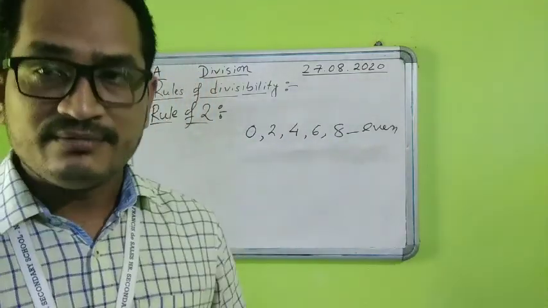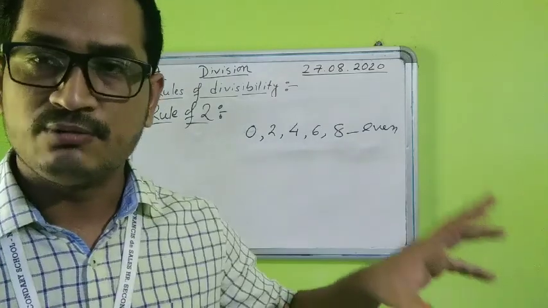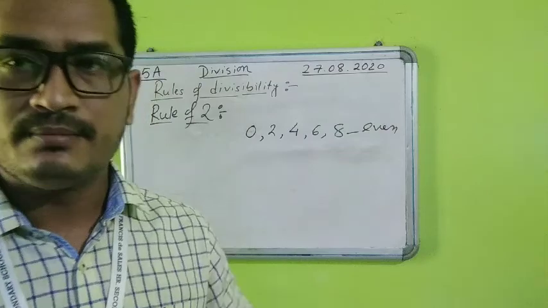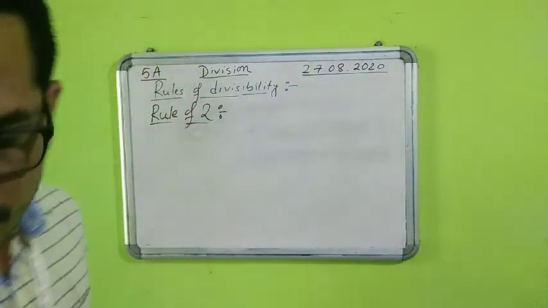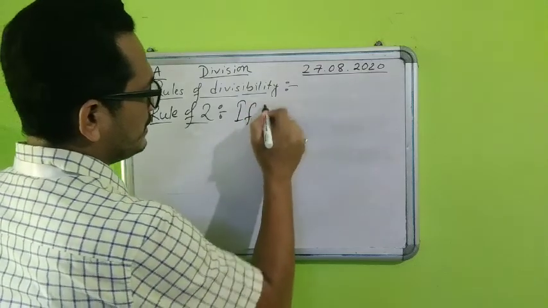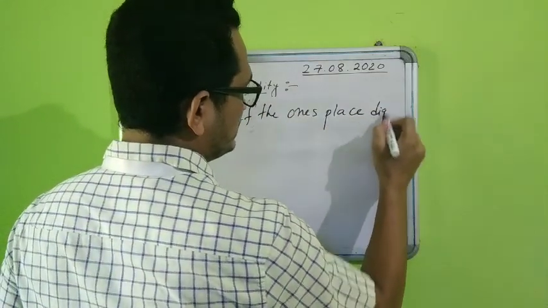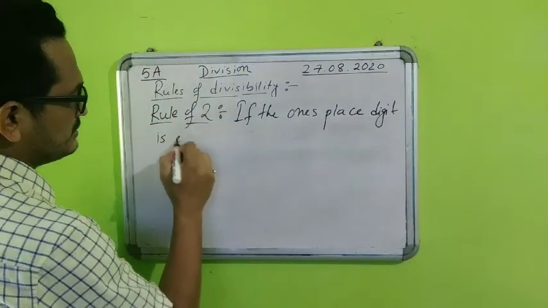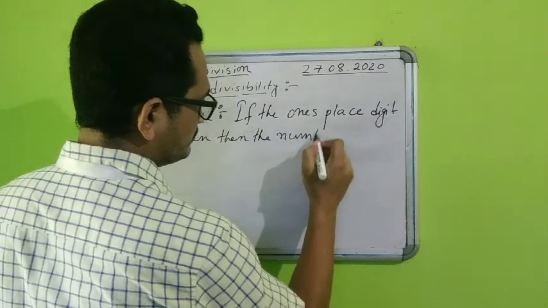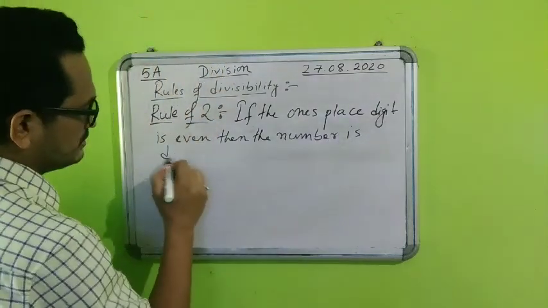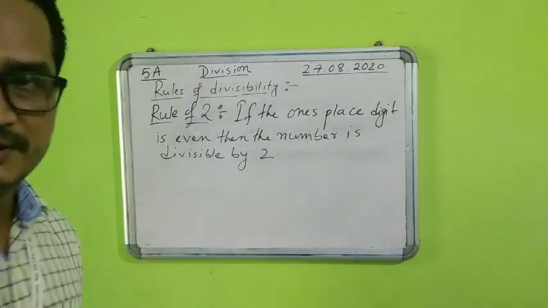So if the number is even, or in another way, if any of these digits is present in the ones place of any number, that number is divisible by 2. So how can I write that? Rule of 2, please write it down. We will write: if the ones place digit is even, then the number is divisible by 2. So this is the rule of 2.